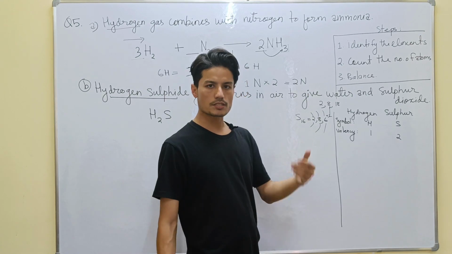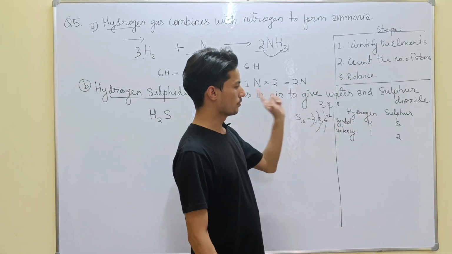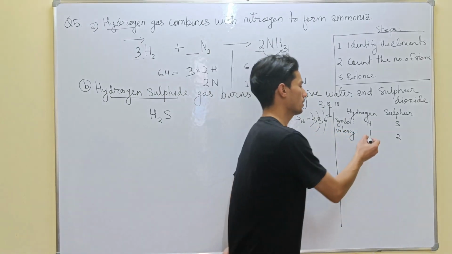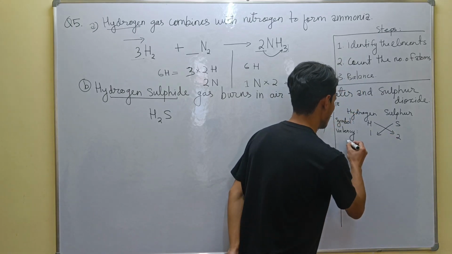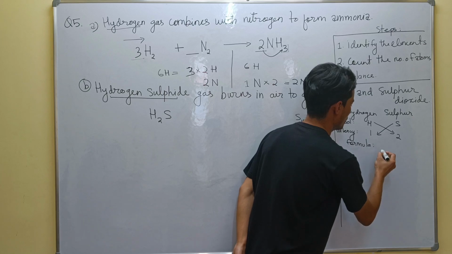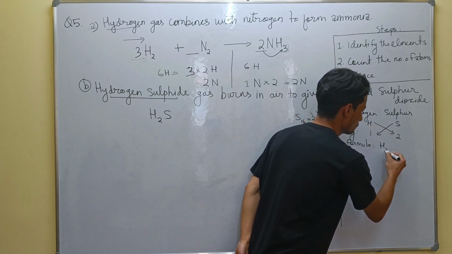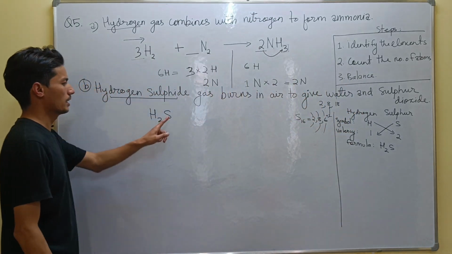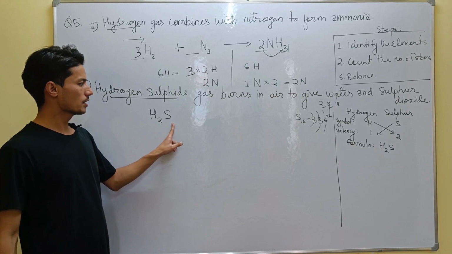We will discuss more on this, but for now, assuming that you know the valency, you just have to write the valency here. After that, you do cross multiplication and then you get the formula. We'll always start from the left-hand side first. It will be H2S. So that's how you write the formula of H2S. Hydrogen sulfide formula is H2S.